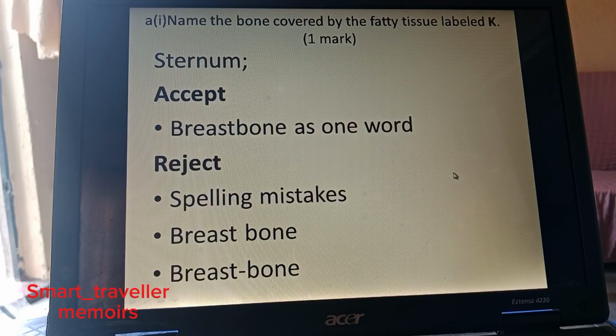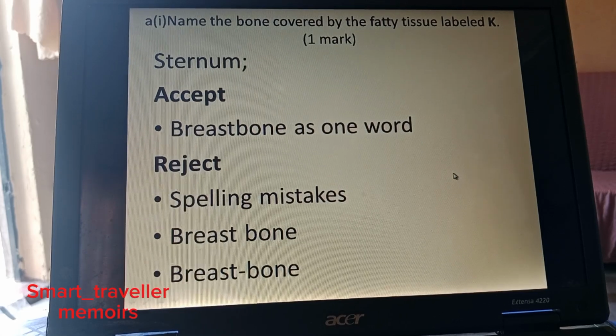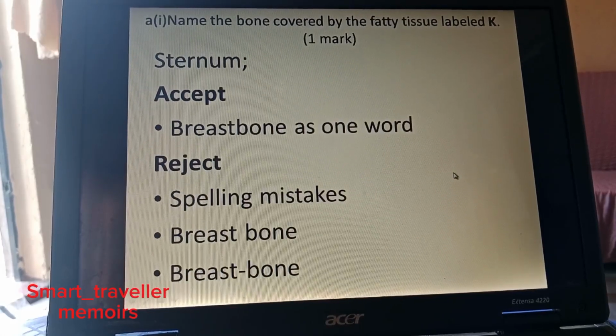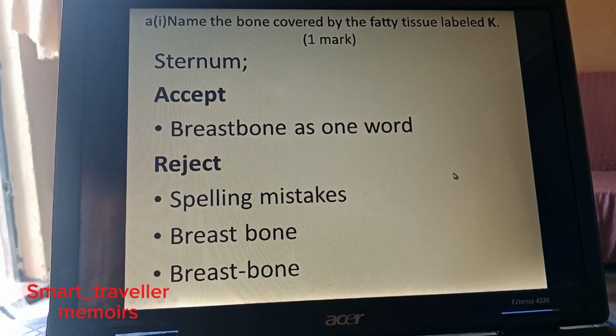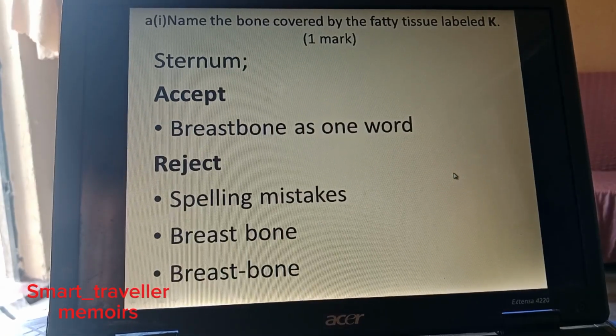Name the bone covered by the fatty tissue labeled K. I'm now giving you the answers. The bone is known as sternum. Accept breastbone as one word. Reject spelling mistakes. Reject breast bone with a space or breast hyphen bone.